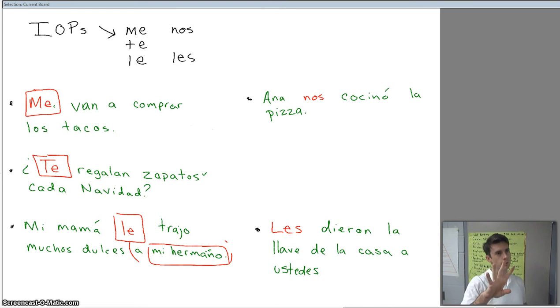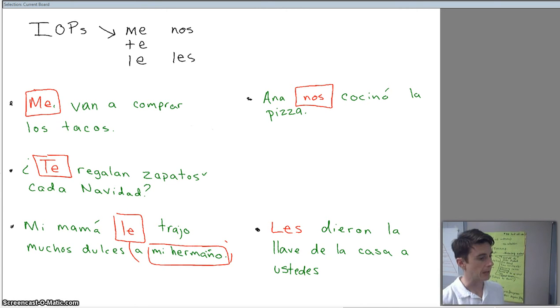Alright? The fourth one. Ana nos cocinó la pizza. Well, who received the pizza? No, Ana didn't receive it. Who received it? We did. She cooked it for us. Ana cooked us the pizza. Okay, so who benefits from that pizza? We do.